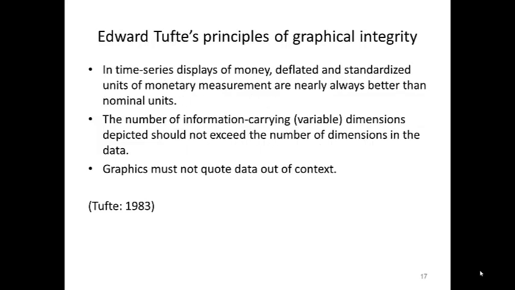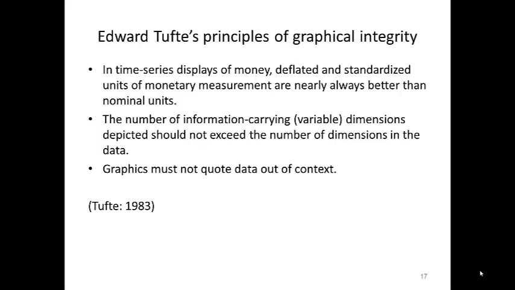And he goes on. In time series displays of money, deflated and standardized units of monetary measurement are nearly always better than nominal units. Okay? So you want to be comparing like with like, is what he's saying. So adjust your values for inflation over time. Because if you want to say that a loaf of bread costs 40p now, whereas a loaf of bread cost 4p in 1880, well, what does that mean? So standardize or deflate or adjust or create index values.